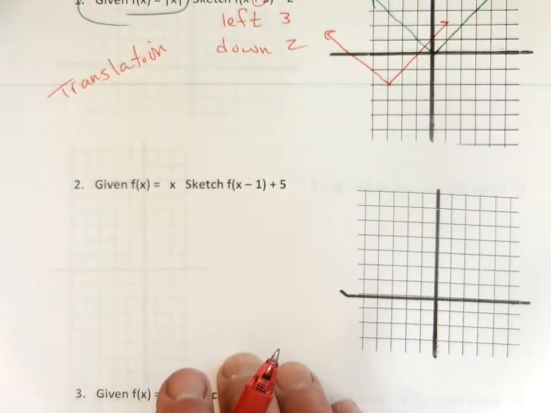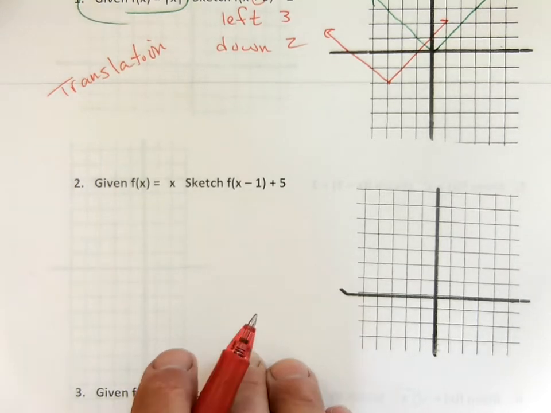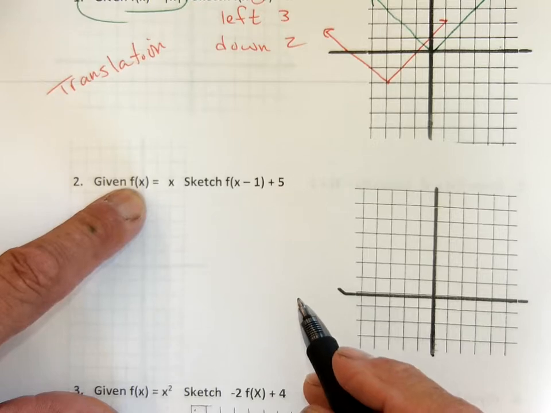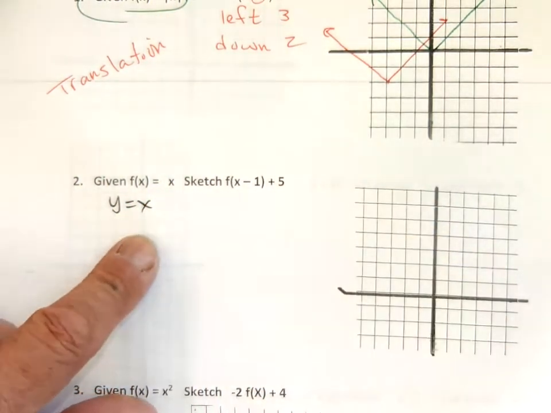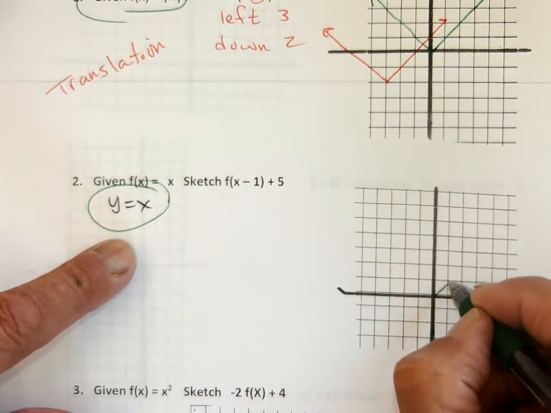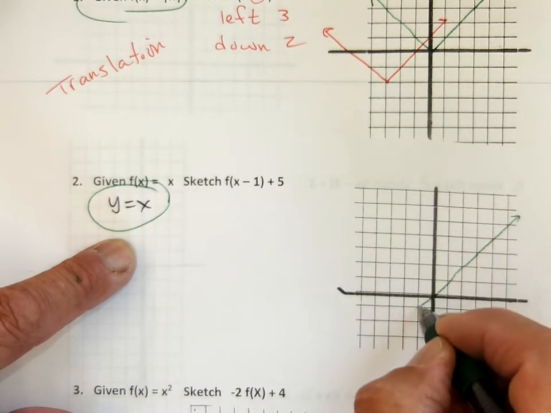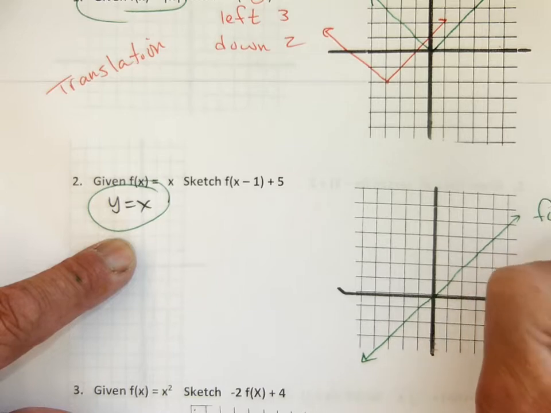Okay, example 2. If I get going too fast, please tell me, okay? I don't want to go too fast for you. Example 2: y equals x. f(x) and y are the same thing for us for right now. So if I have to graph this one, I'll put the parent function in green. Start at 0, up 1 over 1. It's a straight line. It's linear, right? So there's f(x) right there. That's my parent function.